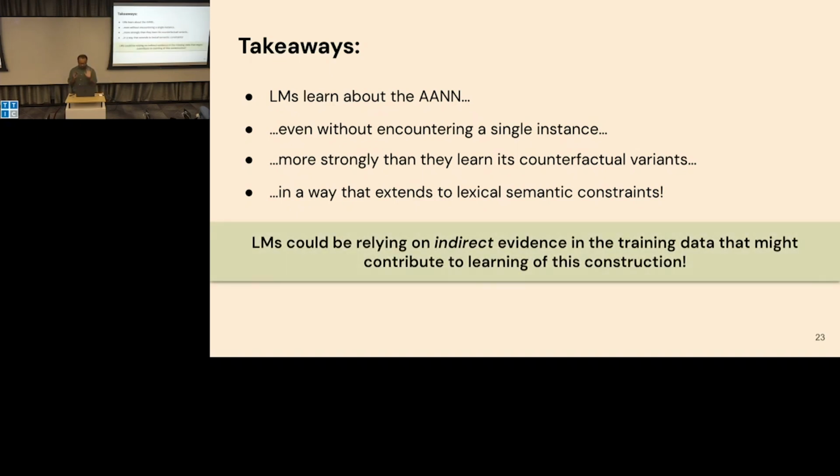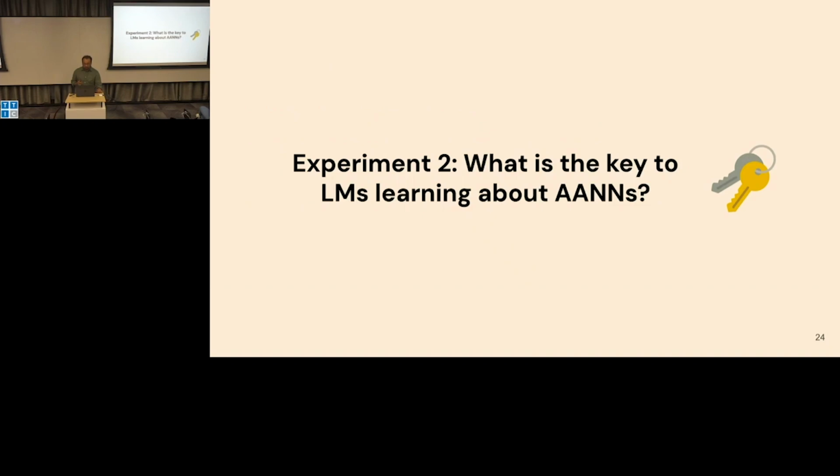And so the takeaway from this experiment is that they could be relying on indirect evidence in the training data that might contribute to learning of this construction. So the next natural follow-up question is, what do these things look like? What is the key to learning ANNs?